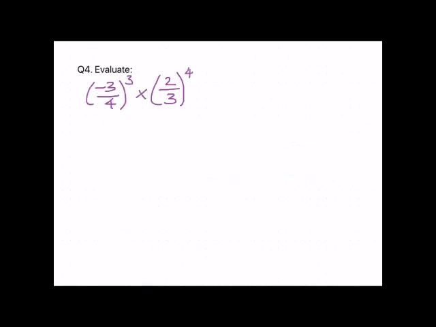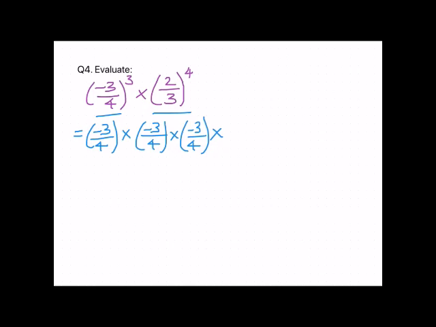Next, let us look at the fourth question. Evaluate. Minus 3 by 4 whole raised to the power 3 times 2 by 3 whole raised to the power 4. This expression can be written as minus 3 by 4 cube, means we will multiply minus 3 by 4 3 times. And 2 by 3 raised to the power 4 means 2 by 3 we will multiply 4 times.